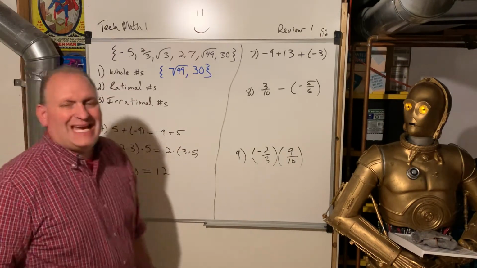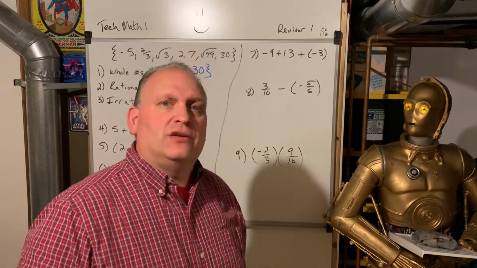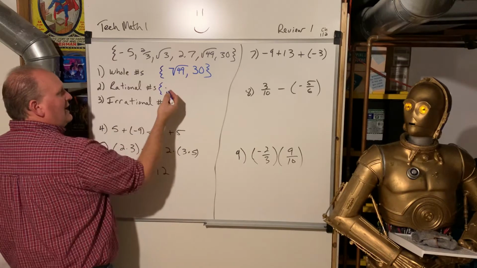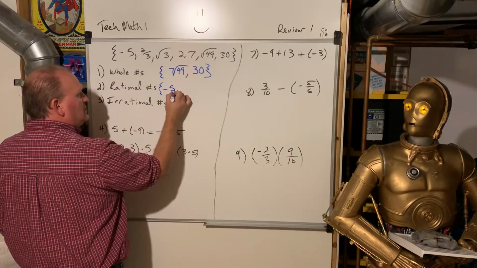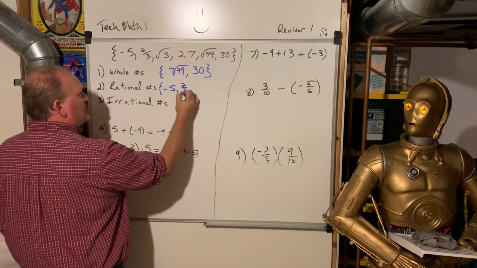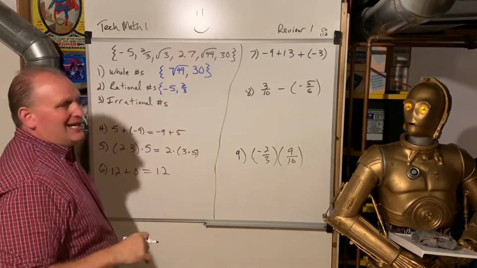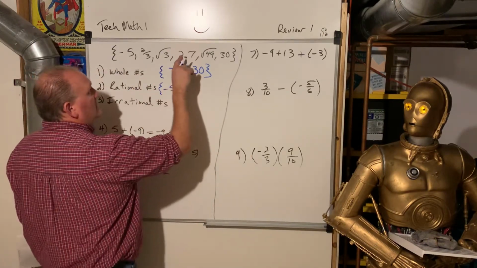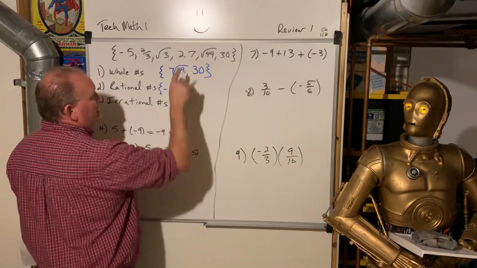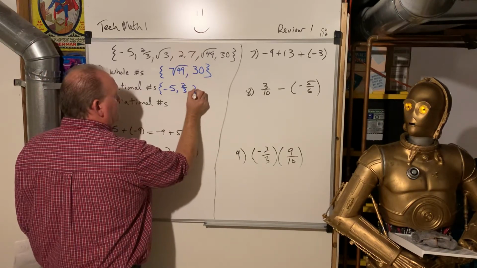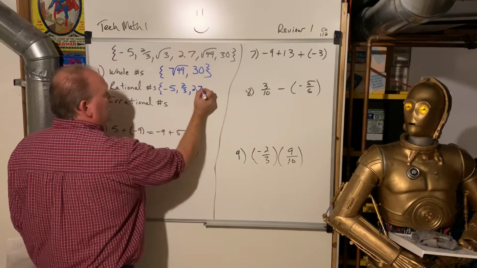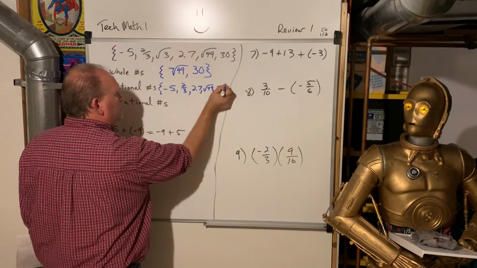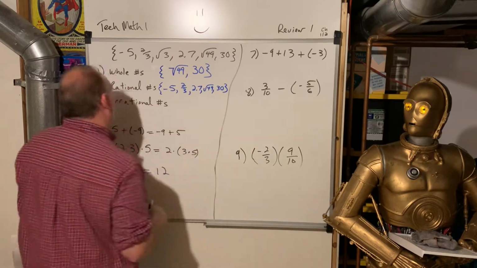Rational numbers are numbers that can be expressed as the division of two numbers, or fractional. So look, -5 over 1 is a fraction. 2/3 is a fraction. The square root of 3 is not. That is a non-terminating, non-repeating decimal, so that one doesn't get to play in the rational number list. 2.7 is actually rational. That's 27 over 10. The square root of 49, of course, is. That's 7 over 1. And 30 is. That's 30 over 1. So 1, 2, 3, 4, 5 of them for that.